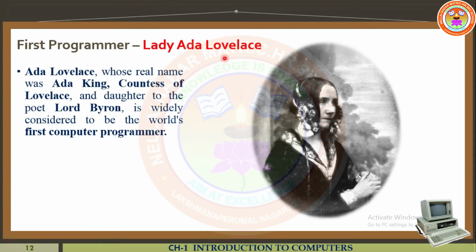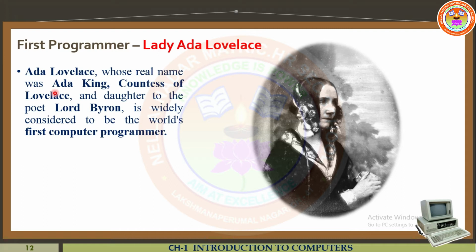who is the first programmer in the world? The answer is Lady Ada Lovelace. She is the person who developed the first program in the world. Ada Lovelace, whose real name was Ada King, Countess of Lovelace, was the daughter of the poet Lord Byron. She is widely considered to be the world's first computer programmer. So who is the world's first computer programmer? The one and only Lady Ada Lovelace.